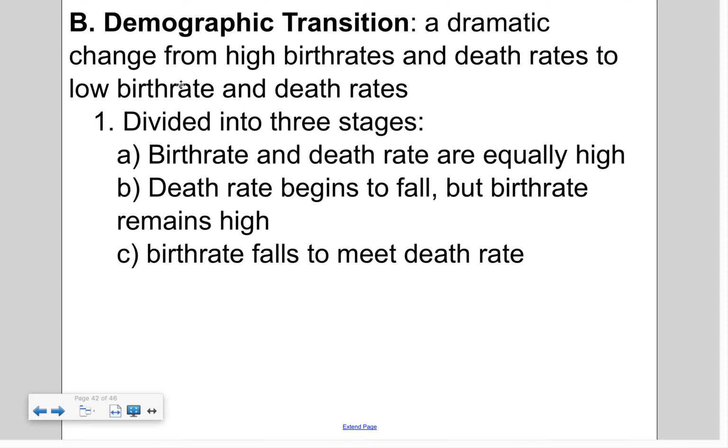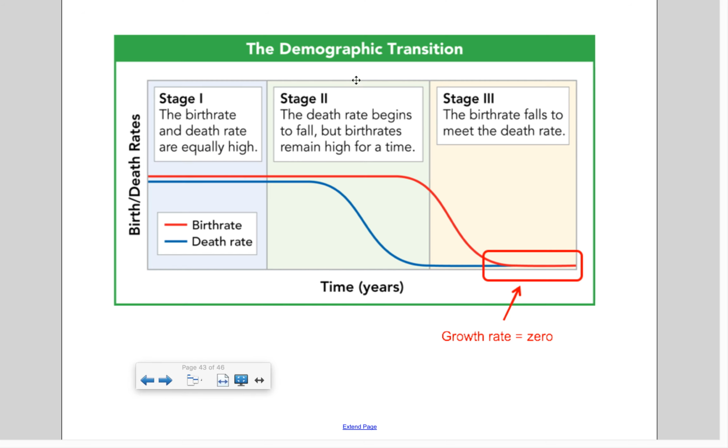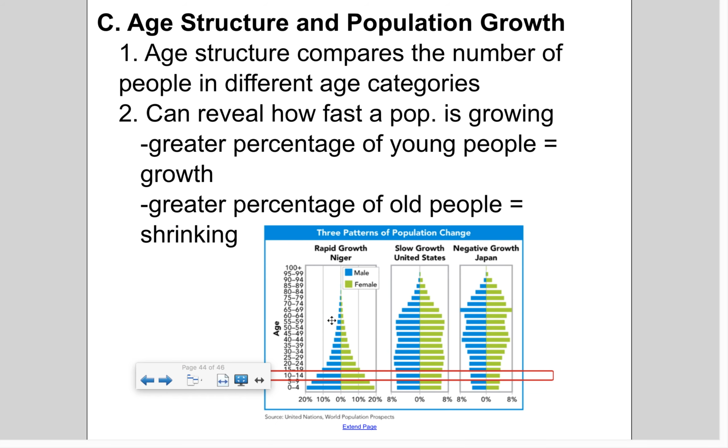But demographic transition is broken down into 3 stages where you have birth rate and death rate that are equally high, but then the death rate begins to fall because maybe medicines have improved or conditions have improved for that population, and birth rates remain high. And then, for some reason, your birth rate falls to meet the death rate, and you get very slow population growth. So here's a graph showing the demographic transition where birth rate and death rate are equally high, but then your death rate falls and your birth rate remains high, so maybe like that baby boom. And then after that, the birth rate starts to fall and it meets the death rate, and your growth rate is pretty much 0.